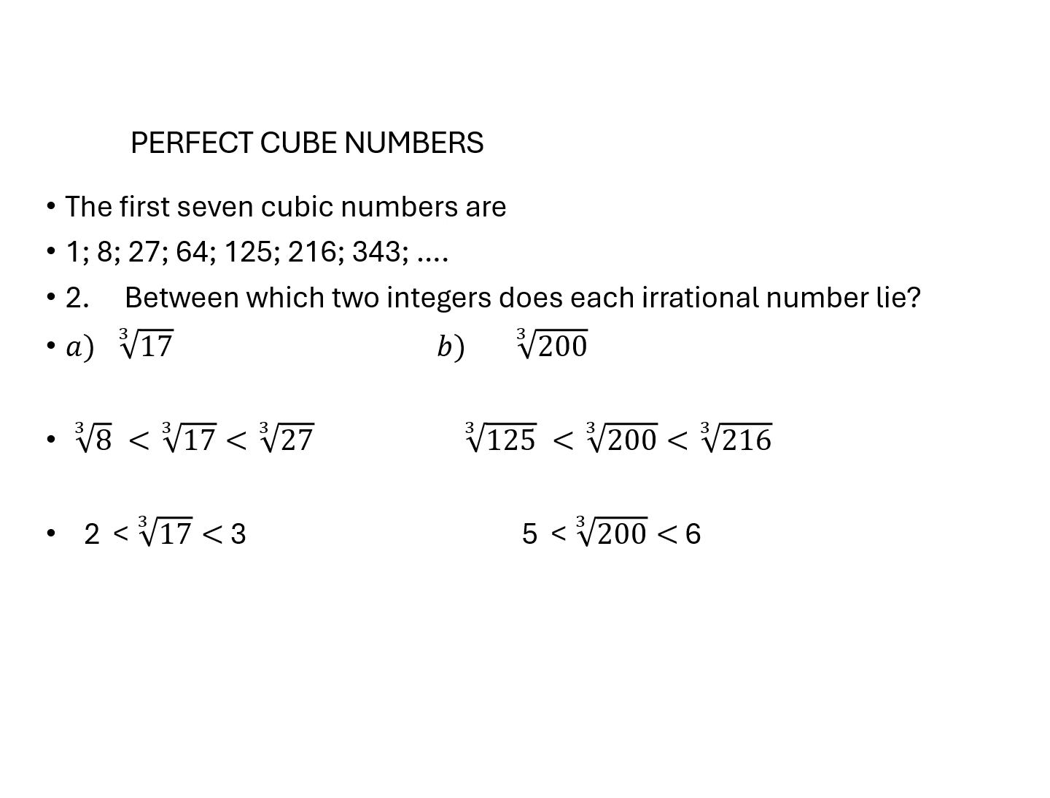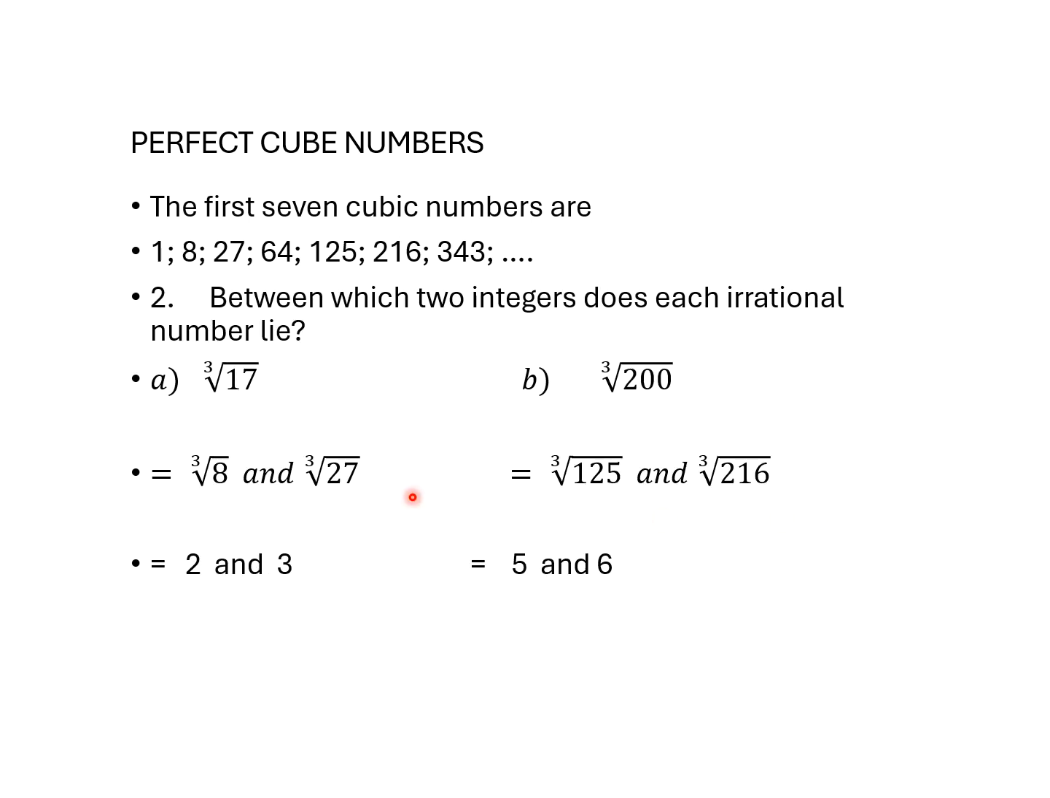Also do it the other way around. Cube root 17 lies between cube root 8 and cube root 27. So my answer would be between 2 and 3. Cube root 200 lies between 125 and 216. So therefore cube root 125 and cube root 216, which gives me 5 and 6.